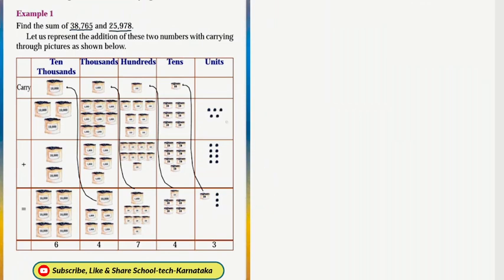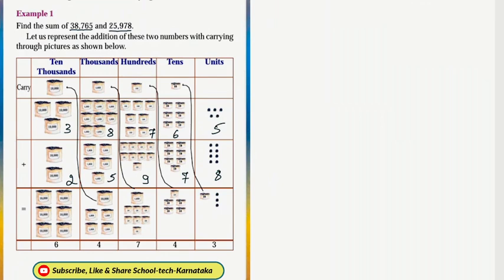So at units place they have 5 here, 1, 2, 3, 4, 5, yes. At tens place they have 6. At hundreds place they have 7. At thousands place they have 8 of these boxes, and at 10,000's place they have 3. Similarly, at units place the next number has 8, at tens place is 7, at hundreds place is 9, at thousands place is 5, and at 10,000's place is 2.